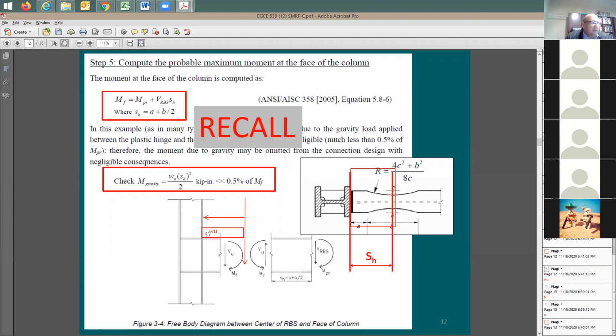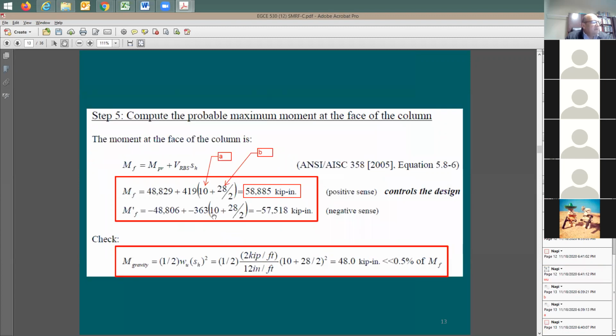So I need to take this W ultimate times this SH, which is the same value here, squared divided by 2. So it's right here. Look at this. W ultimate, SH, 10 plus 28 divided by 2 squared. And of course, divide by 12, because I have this here in inches, I need to convert it into feet. This is going to be kip per foot, right? 2 kip per foot, divide by this to have it in feet, and here's the moment. It's going to be 48 kip-inch. So it's true that you divide here by inch, but at the end they put it to be kip-inch. They convert it to kip-inch. So okay.